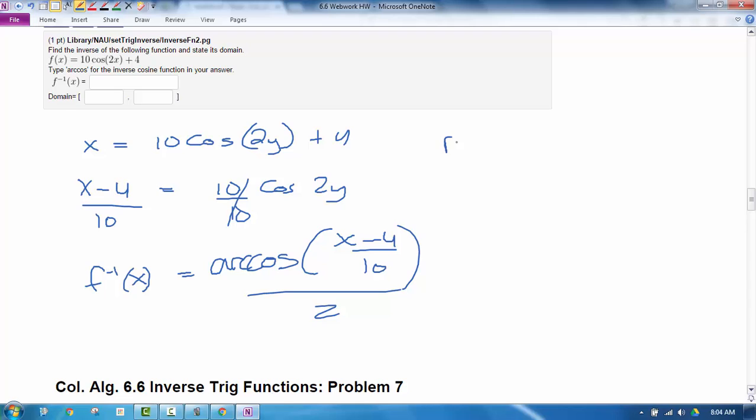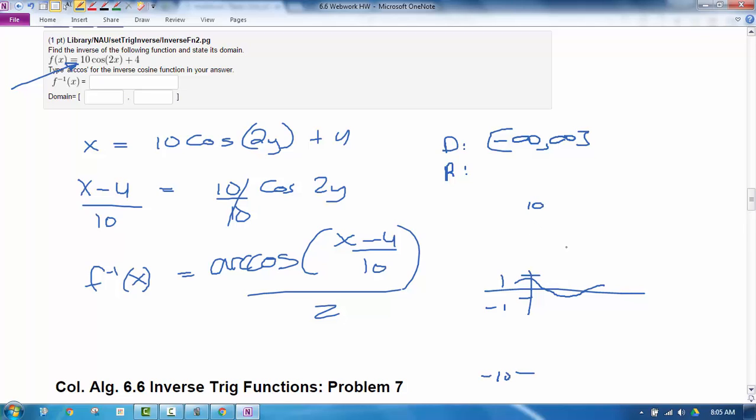Now, the domain and range of the original function. The domain is going to be all real numbers. I can stick in whatever angle I want. But the range, look, this thing's been stretched by 10 vertically. So the cosine usually goes from -1 to 1. But this thing's been stretched, so now it's going to go from -10 to 10, -10 being down here, 10 up here. So it's going to go all the way like that.